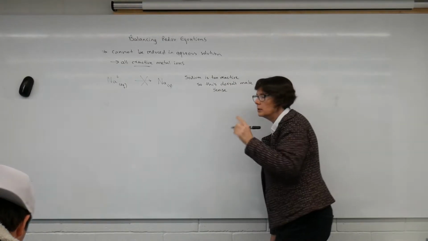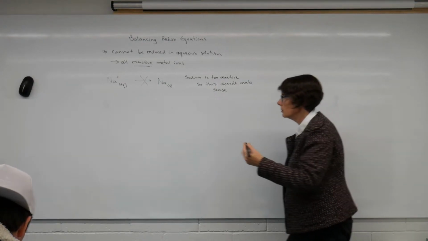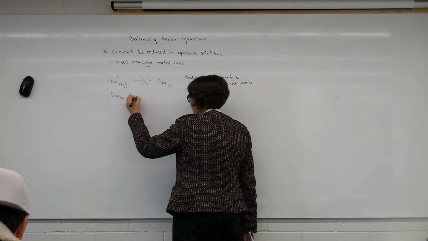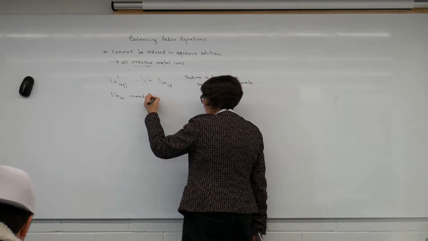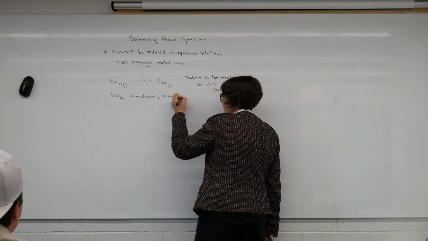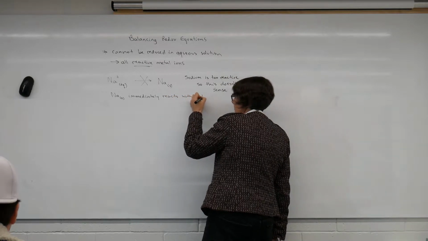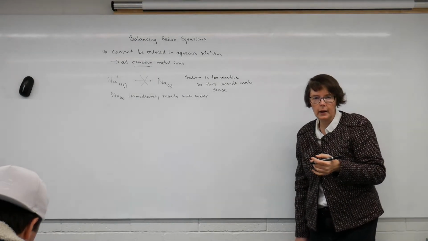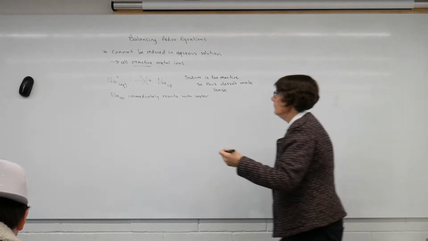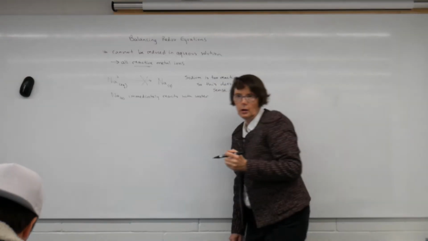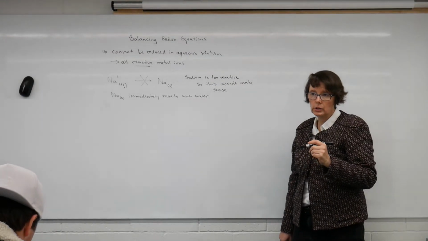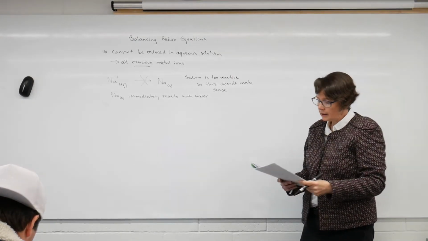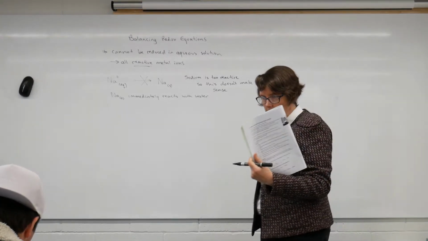Because we know that the sodium metal will immediately react with water. So do you see my logic here? That's why if I have the sodium ion in solution, I'm never going to be able to reduce it in solution. And that goes for all of the metal ions listed in this table.